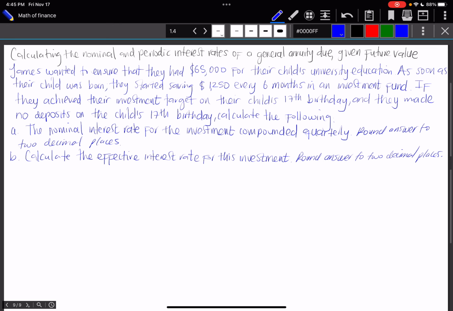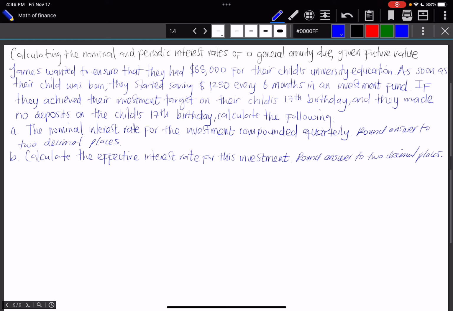Hi there. In this problem, we have that James wanted to ensure that they had $65,000 for their child's university education. As soon as their child was born, they started saving $1,250 every 6 months in an investment fund. If they achieved their investment target on their child's 19th birthday, and they made no deposits on the child's 19th birthday, calculate the following. First, the nominal interest rate for the investment compounded quarterly.